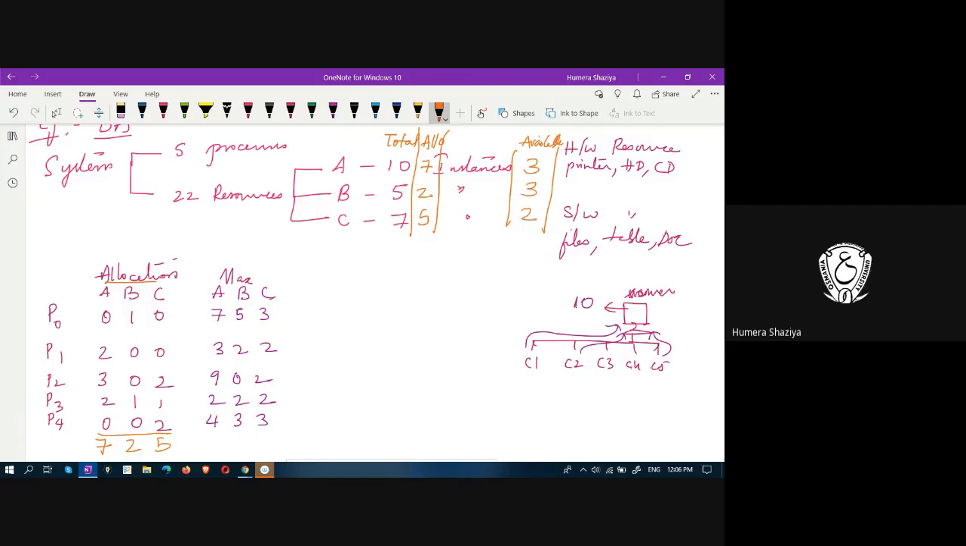Is it clear now? Which process example are you giving? This is total. No, you said 22 resources in total. We can say A is 10, B is 5, and C is 7, equivalent to 22. Then you said allocation of 7, 2, and 5. Is 7 2 allocated to all the processes? No.